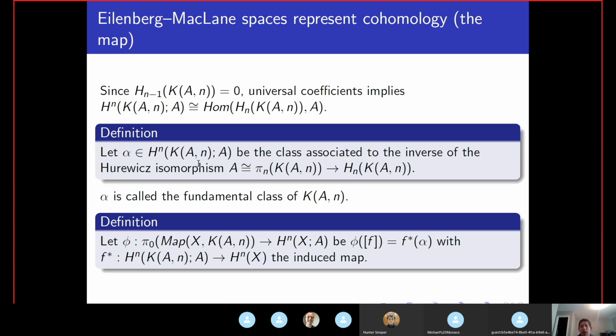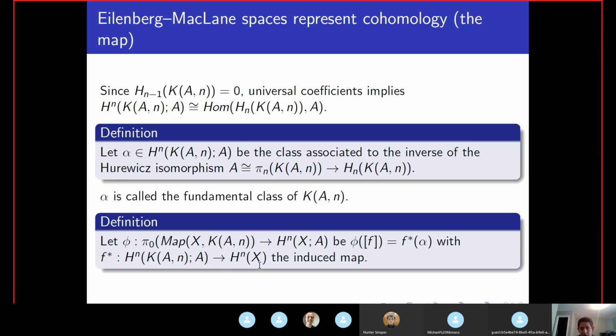Okay, so we're trying to prove that pi 0 of this mapping space is isomorphic to this cohomology group. The fundamental class lets us build the map that will be the isomorphism. An element here is a map from X into the Eilenberg-MacLane space. What do we do? We send a function to the pullback of the cohomology class.